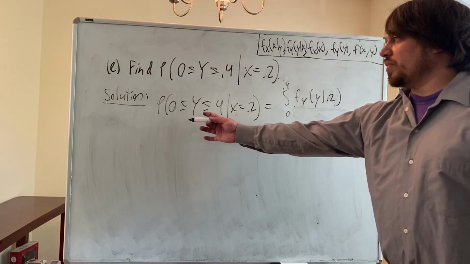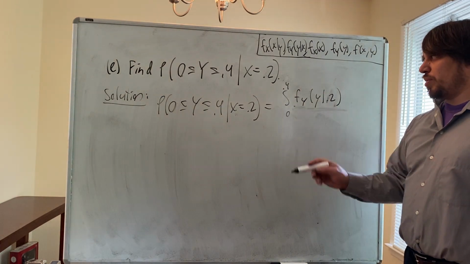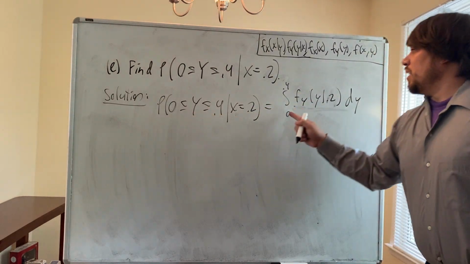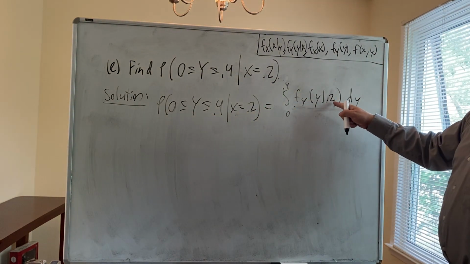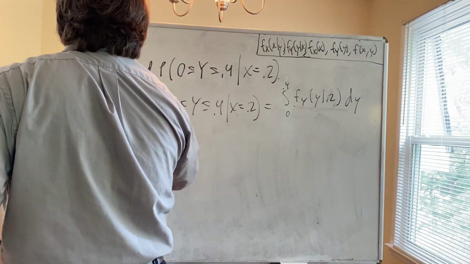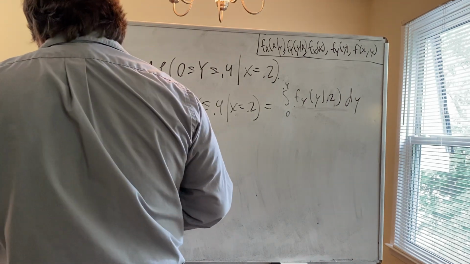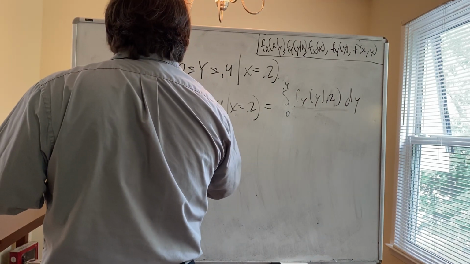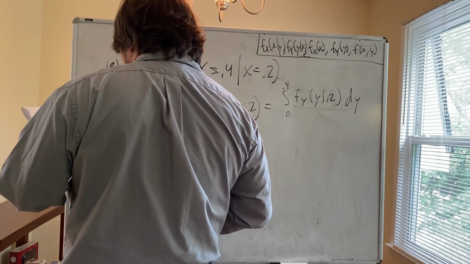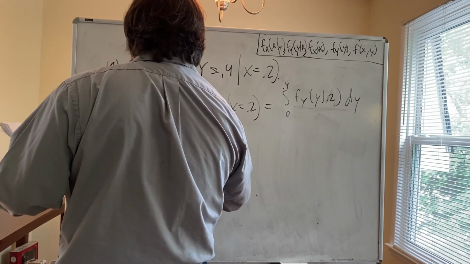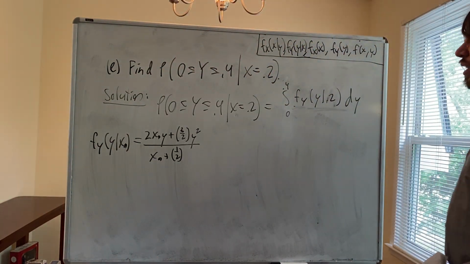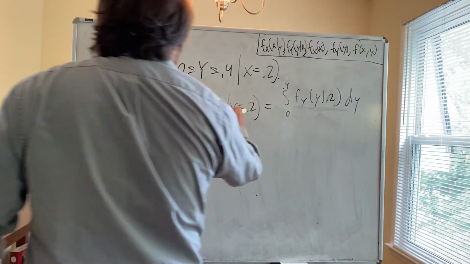Okay, so we're just going to add up the conditional probabilities from y equals 0 to y equals 0.4. So this is dy. So this is the integral from 0 to 0.4 of f sub y given x is 0.2 dy. And so f sub y of y given x naught, we said before, was 2x naught y plus 3/2 y squared divided by x naught plus 1/2. Okay, so we're just going to do that, but now the x naught here is 0.2.